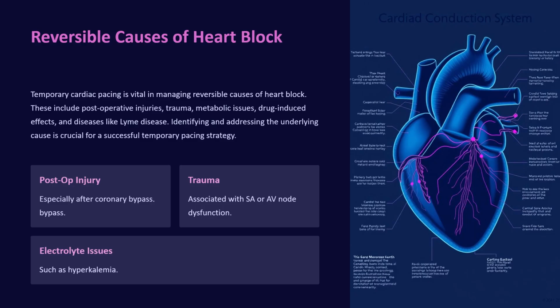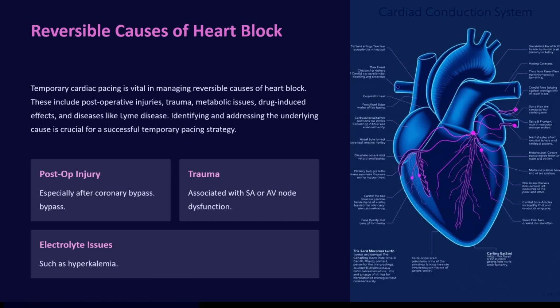What are the reversible causes of heart block? It's important to emphasize this point. That may be postoperative, especially after coronary artery bypass. Sometimes junctional rhythm after valvular operation, presence of trauma to the SA node or AV node causing this dysfunction, electrolyte issues like hyperkalemia, presence of disease like Lyme disease. All of these can cause reversible temporary heart block.